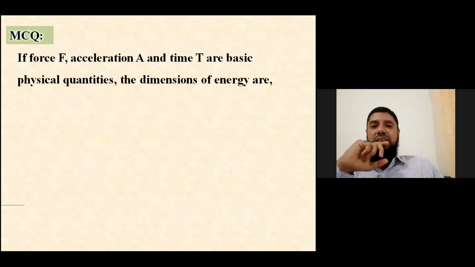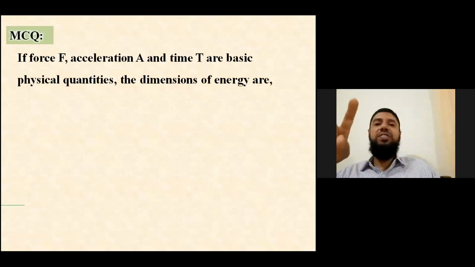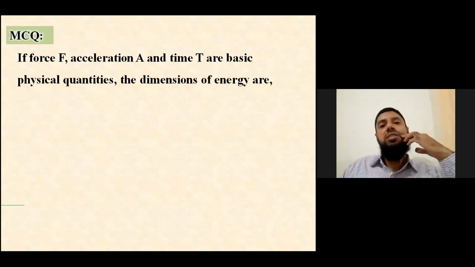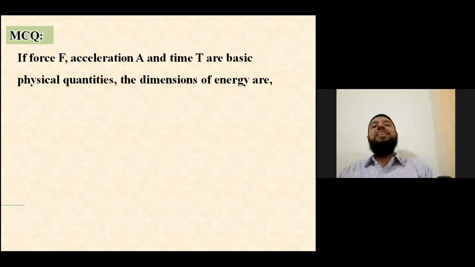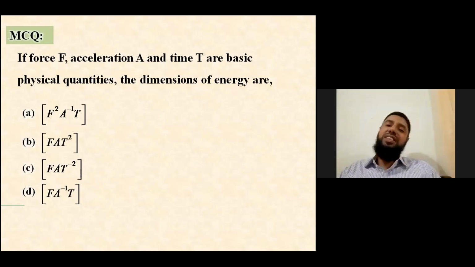Here, if force F, acceleration A, and time T are basic physical quantities. Sir, it is quite the converse of what we have studied. In first year, we have studied that the basic physical quantities are length, mass, time. Here he is giving force, acceleration, and time as basic quantities. Yes, for this problem he has changed the physical quantities, not for physics.